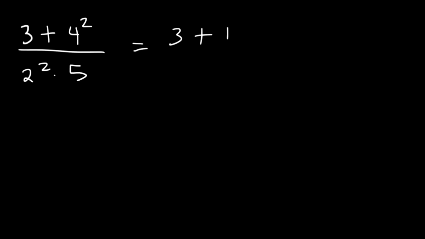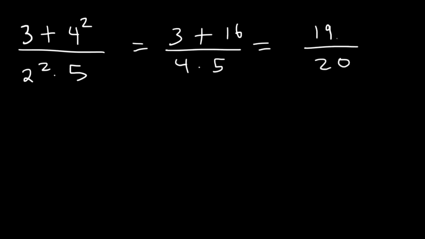Try this one. 3 plus 4 squared, divided by 2 squared times 5. 4 squared is 16. 2 squared is 4. And then multiply. 4 times 5 is 20. 3 plus 16 is 19. So it's 19 over 20.